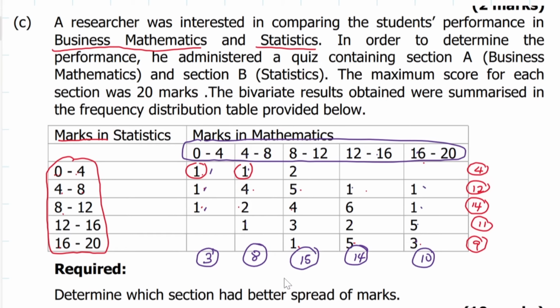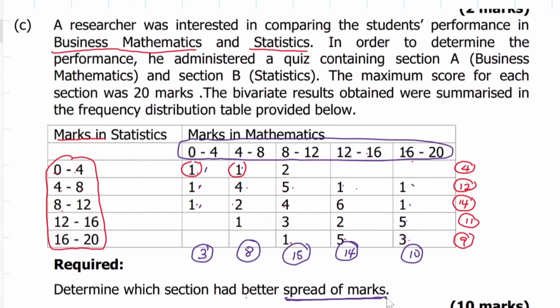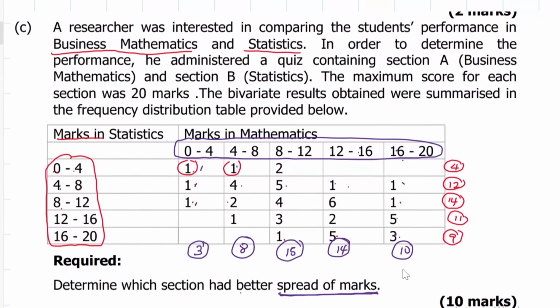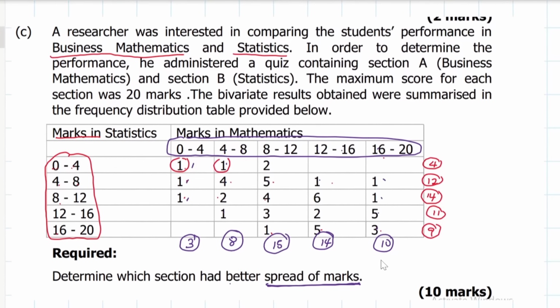Determine the section that had a higher spread of marks. Up here I was just trying to summarize the table a bit. Determine the section which had better spread. Now, what parameter are we going to use to determine spread of marks? Which section had better spread? By spread of marks, definitely here they are indirectly talking about the marks that are spread.